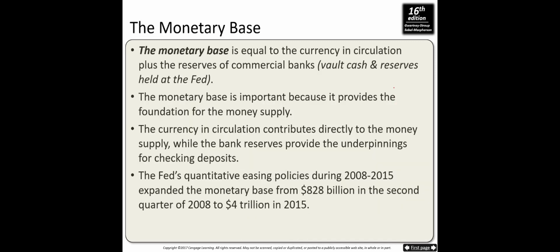The monetary base is equal to the currency in circulation plus the reserves of the commercial banks. The monetary base is important because it provides the foundation for the money supply. The currency in circulation contributes directly to the money supply, while the bank reserves provide the underpinnings for checking deposits. The Fed's quantitative easing policies during 2008-2015 expanded the monetary base from $828 billion in the second quarter of 2008 to $4 trillion in 2015.